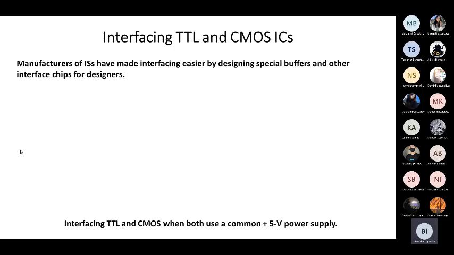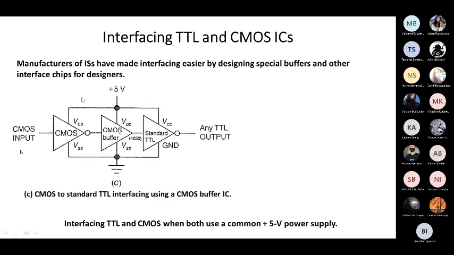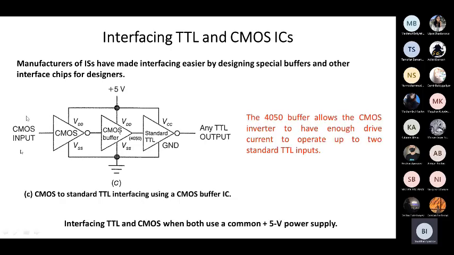How? They just design some special buffers. Designers who design circuits can use these buffers. Here are some examples. Interface to the standard TTL by using a CMOS buffer. If you connect the output of this CMOS to the input of this CMOS buffer, and the output of this CMOS buffer to the input, and all of these are connected to the same power supply, this circuit will work properly. So in this case, you do not need to use a pull-up resistor, you can use a buffer. This is a special buffer designed specifically for interfacing CMOS to standard TTL.